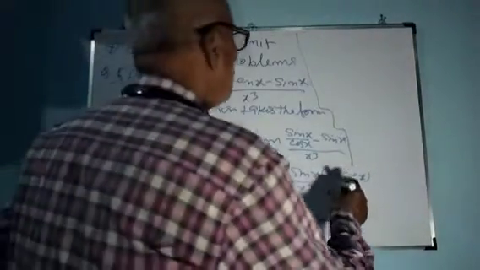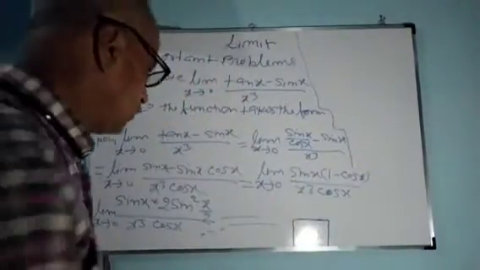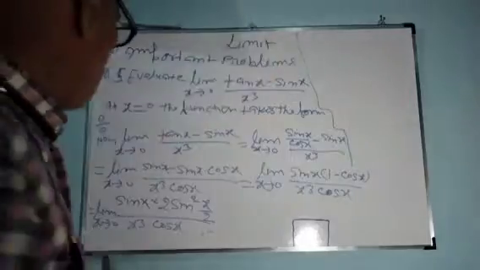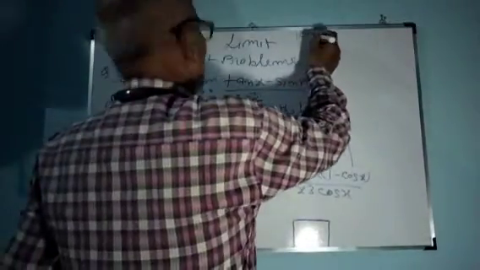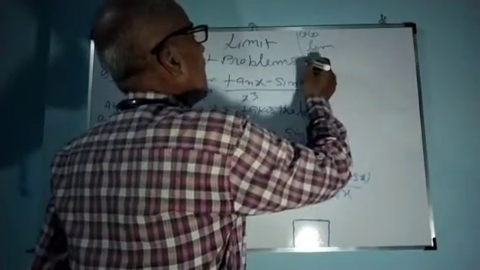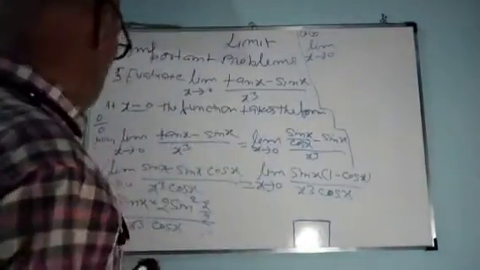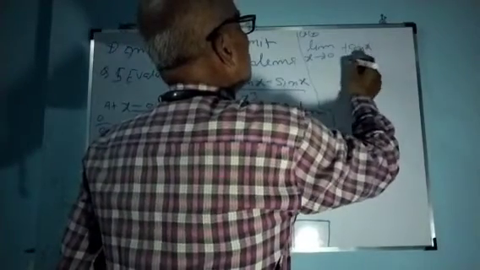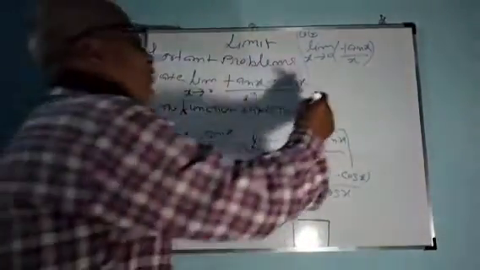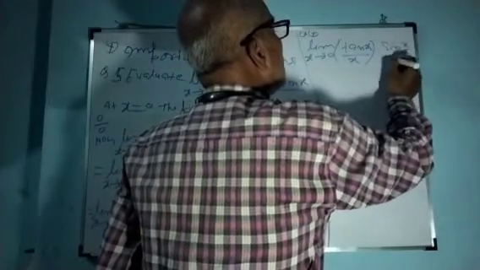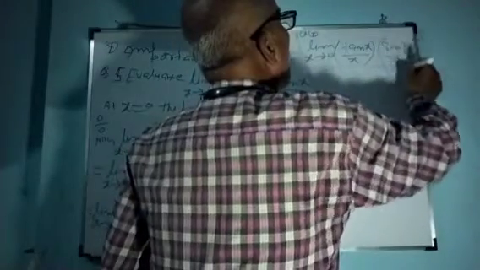This is equal to, we write it above, limit x tends to 0, tan x by x into sin x by 2 by x by 2 whole square.